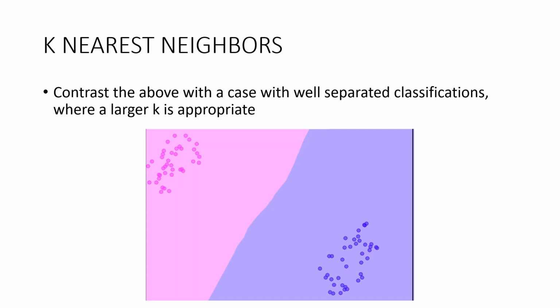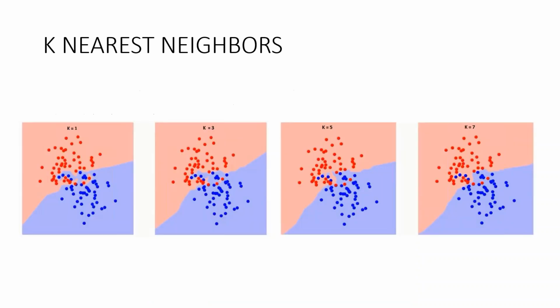But just be aware that as you increase k, this boundary becomes smoother and smoother. And if you have some overlap, like you did in the previous example, you're going to get worse and worse results as k gets larger.